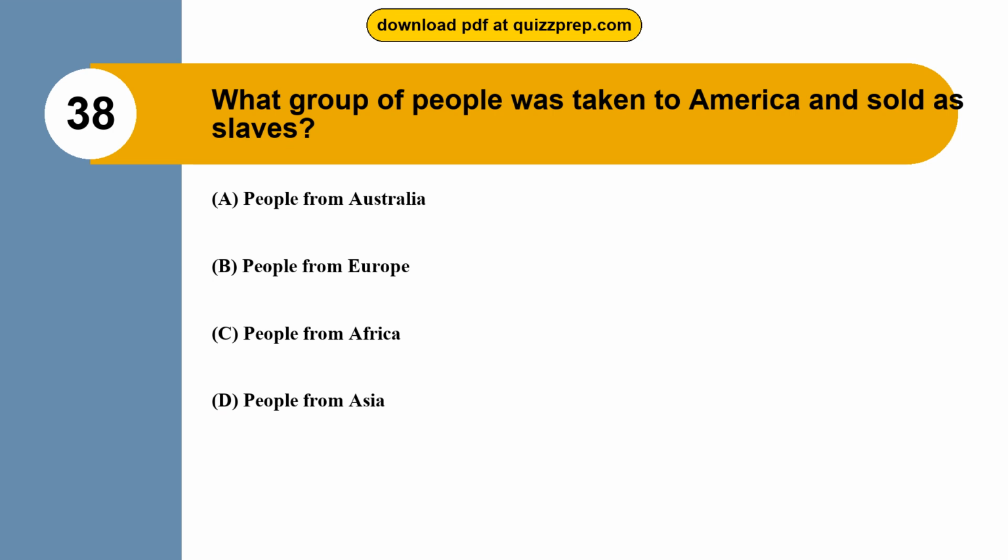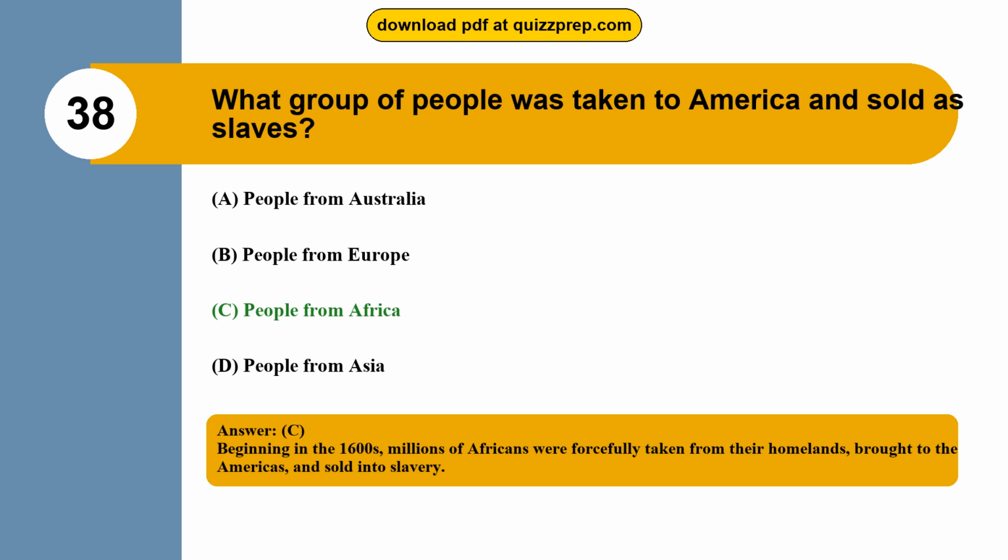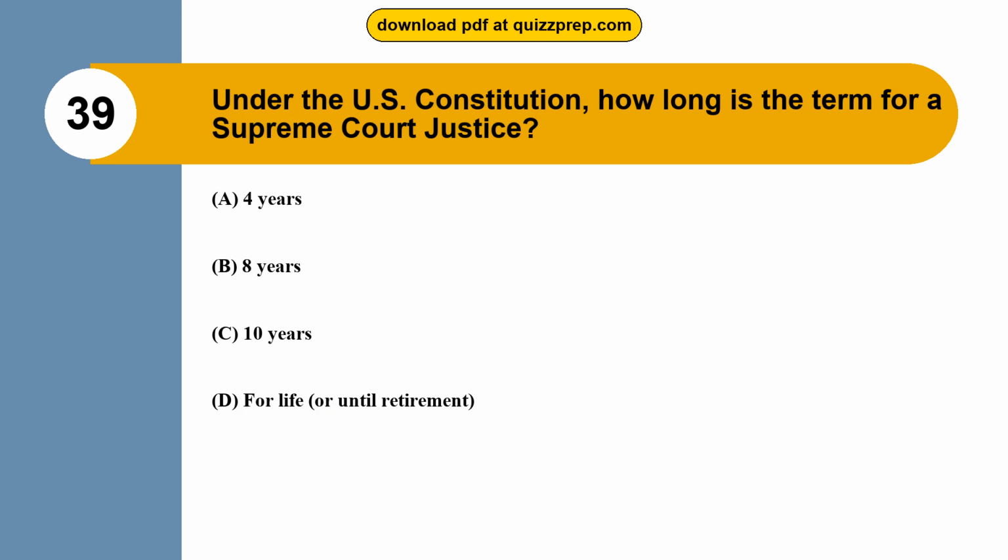Option A, people from Australia. Option B, people from Europe. Option C, people from Africa. Option D, people from Asia. The correct answer is option C, people from Africa. Beginning in the 1600s, millions of Africans were forcefully taken from their homelands, brought to the Americas, and sold into slavery.